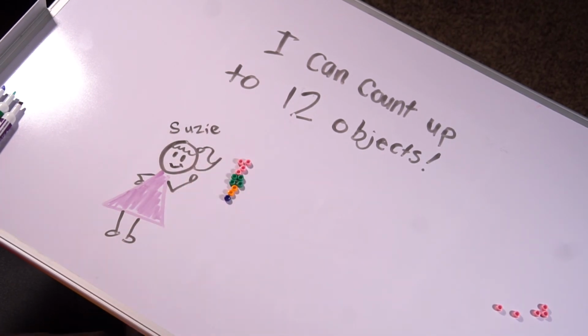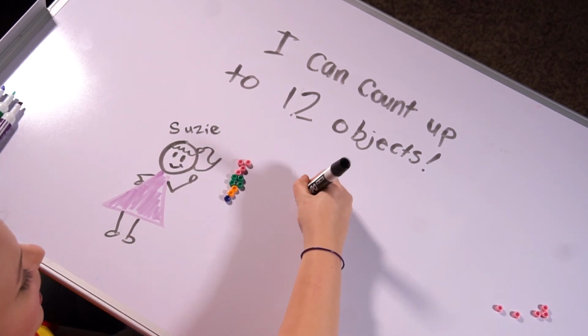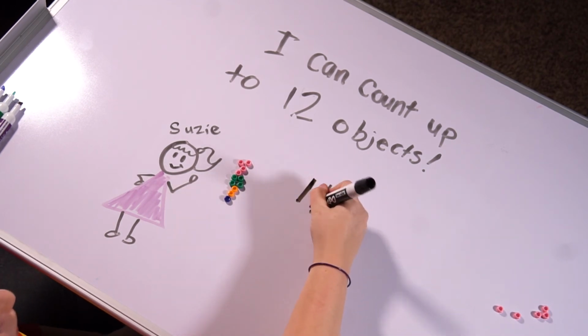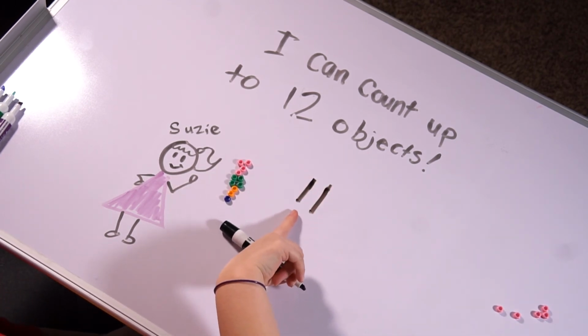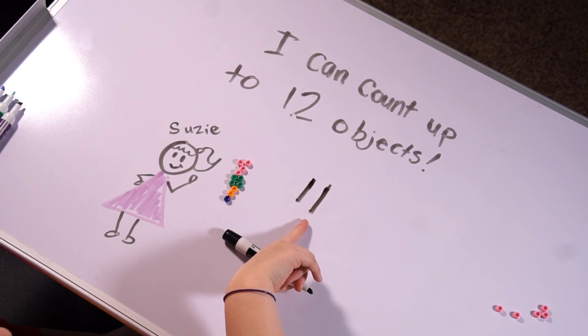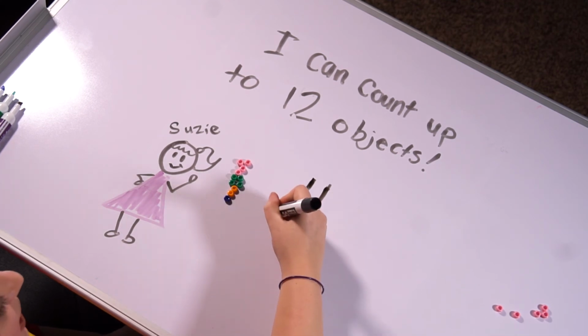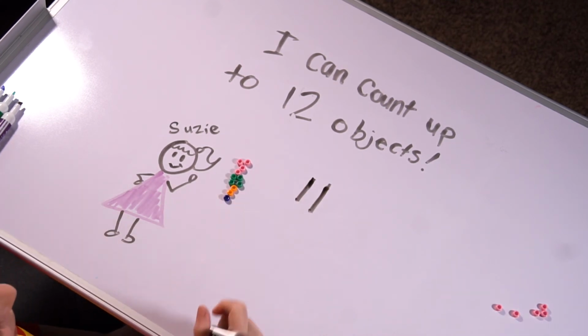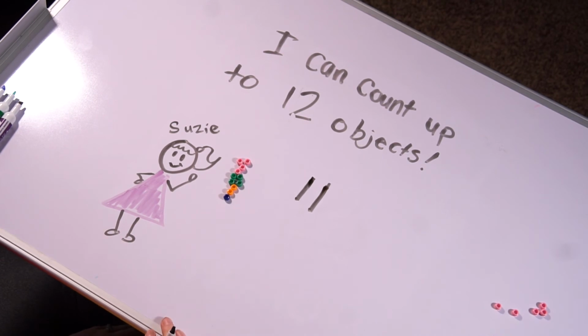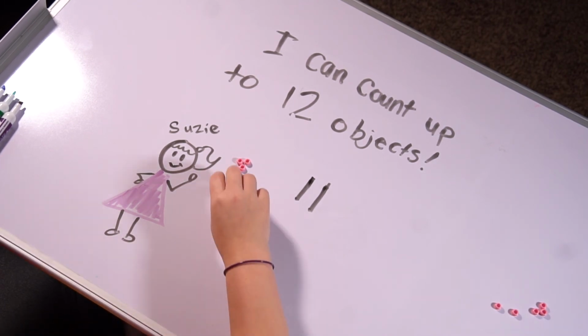Let's write the number 11. It's a 1 and then another 1. This is the number 11. 11. All right, friends, let me show you why. Just like I showed you with 12, why the number 12 looked the way it did, I'm going to show you why number 11 looks the way that it does.